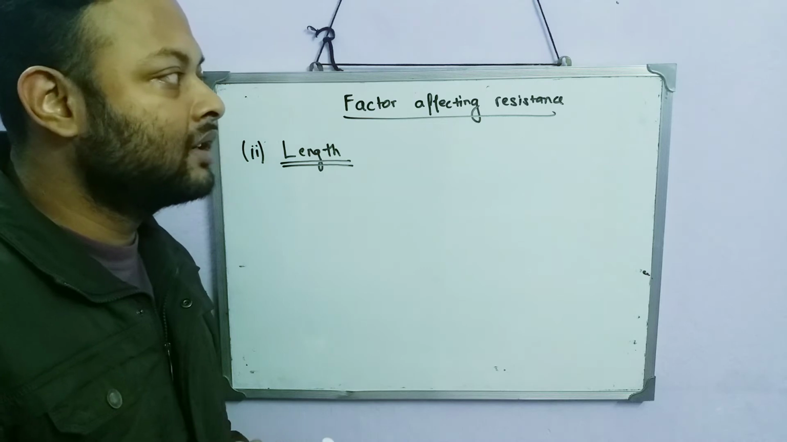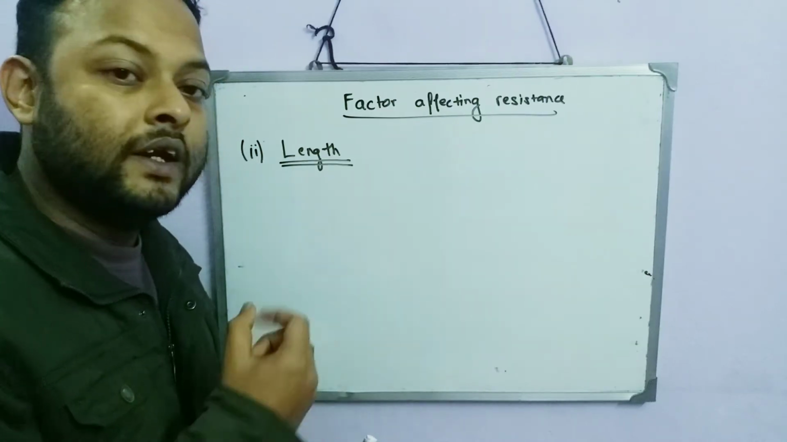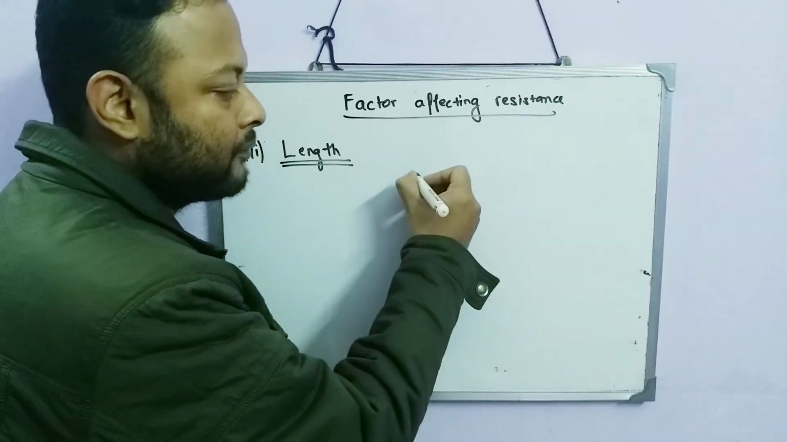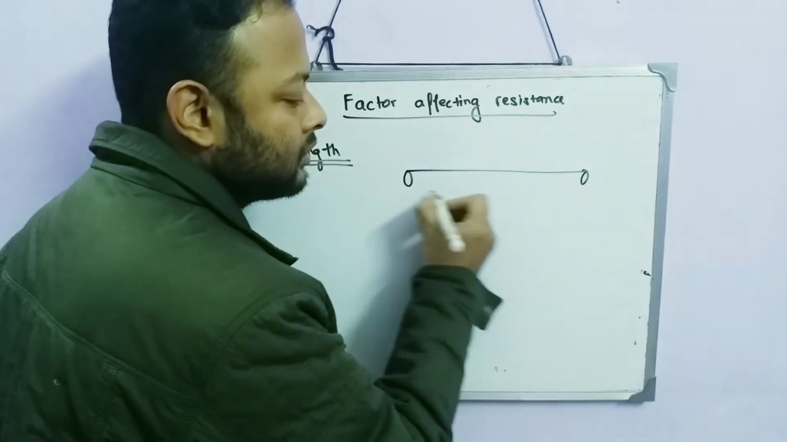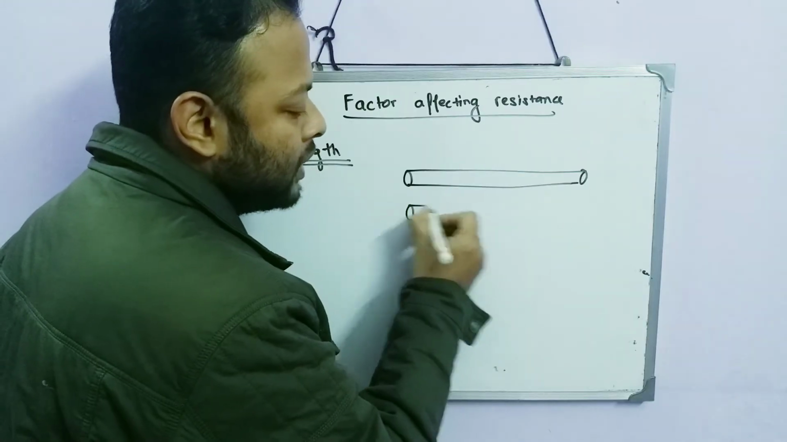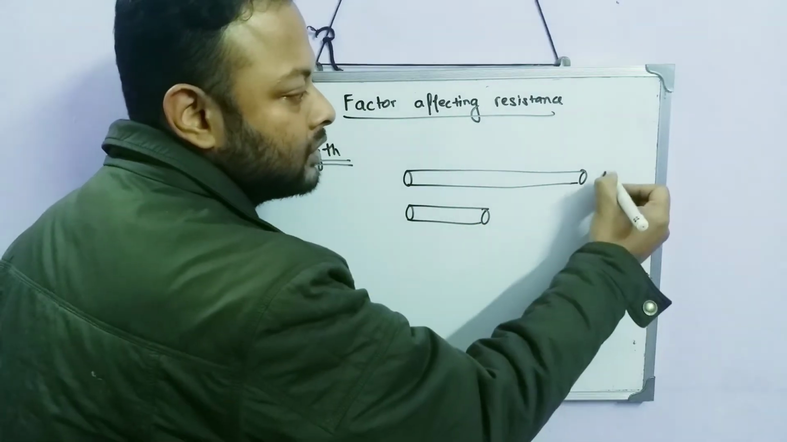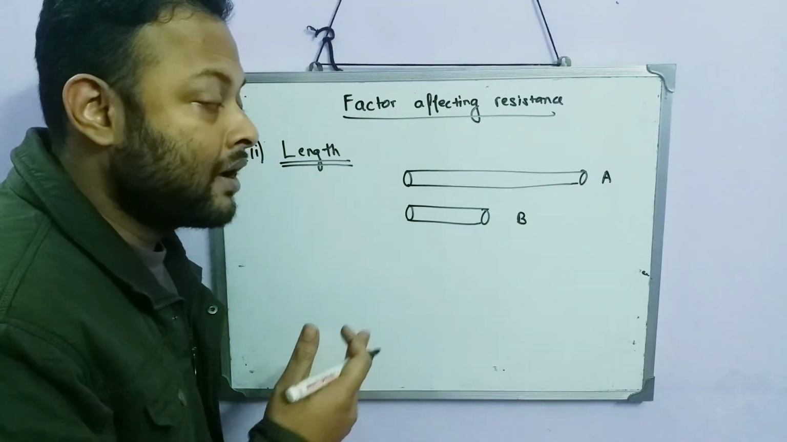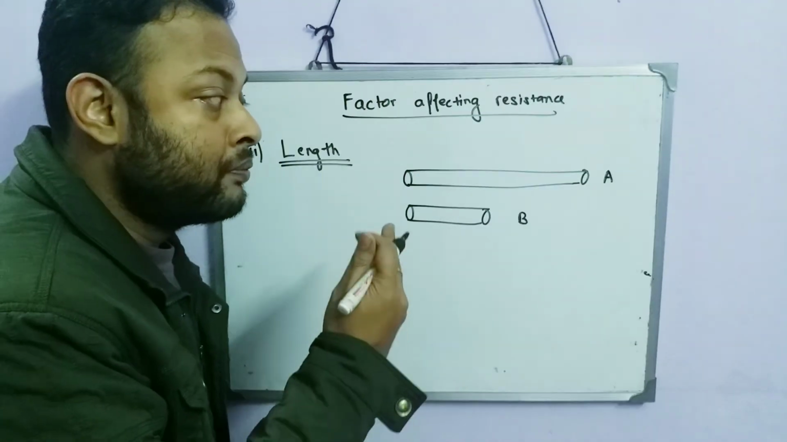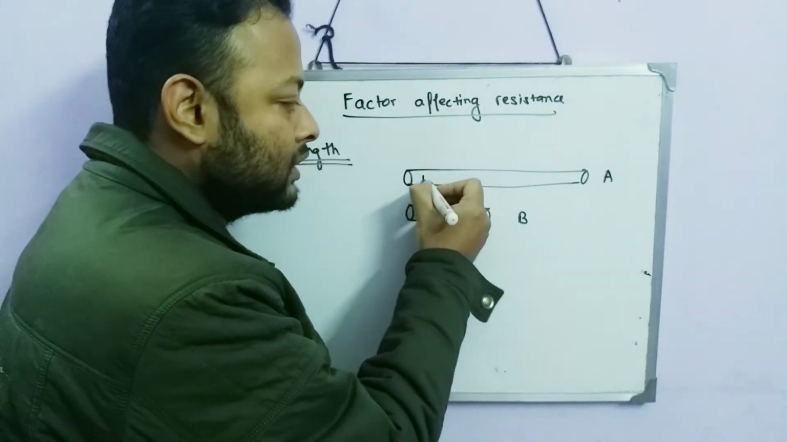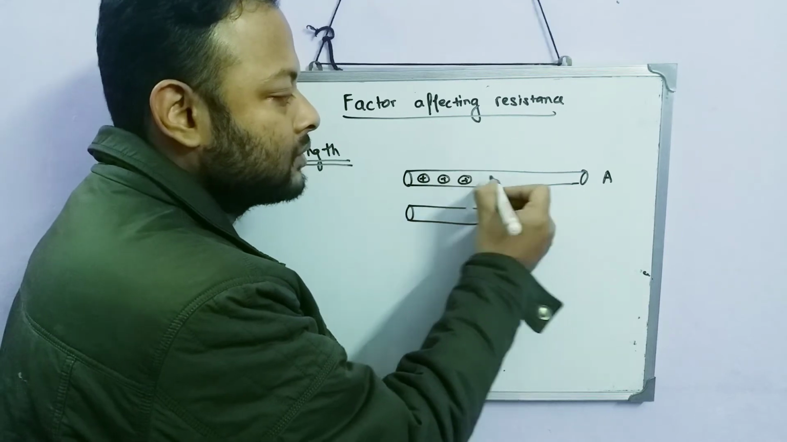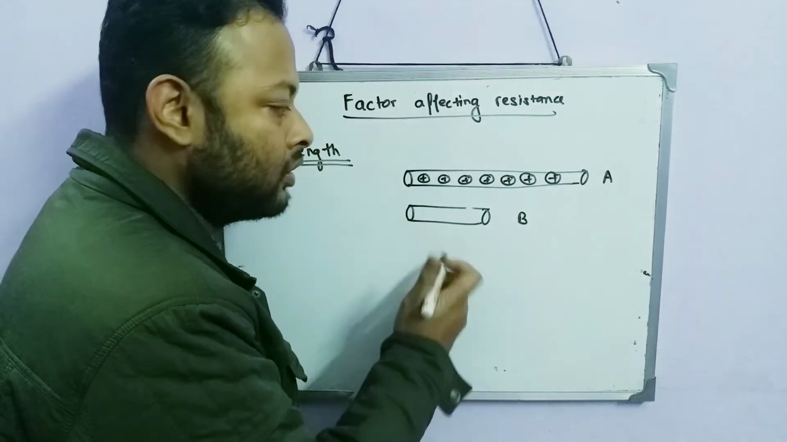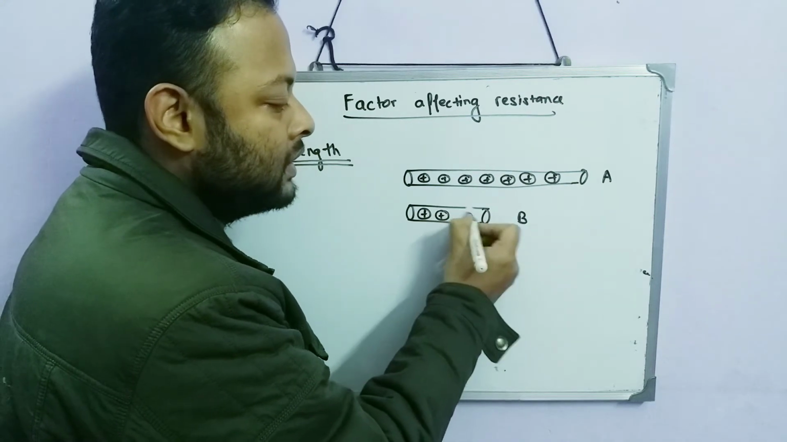Now the second factor which affects resistance is its length, the length of the wire. Suppose we consider two wires, one wire like this and the second wire like this. You can say this is wire A, this is wire B. Wire A has more positive ions. And wire B, since it is small, has fewer positive ions.